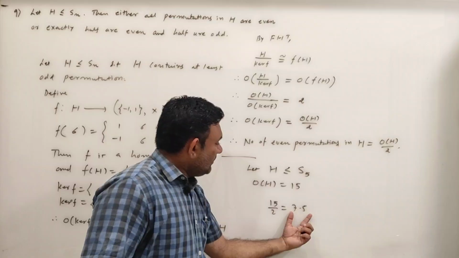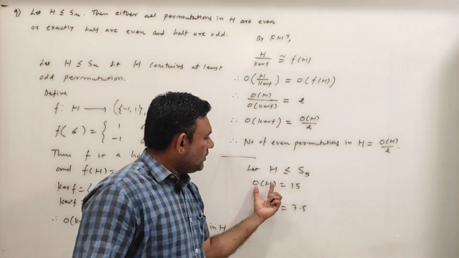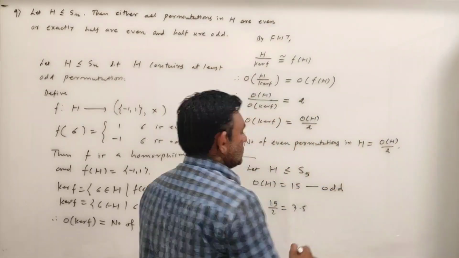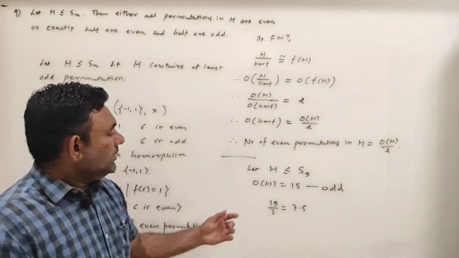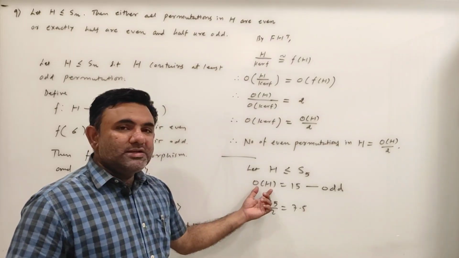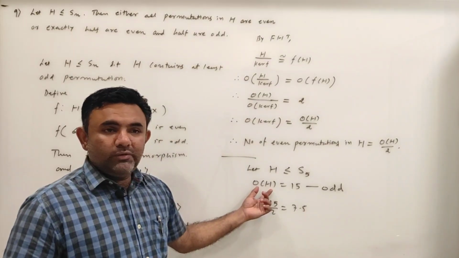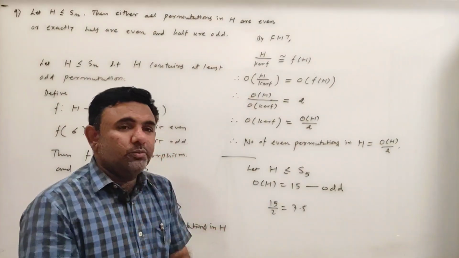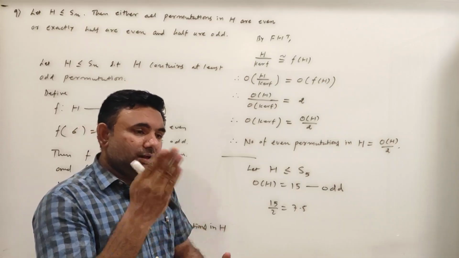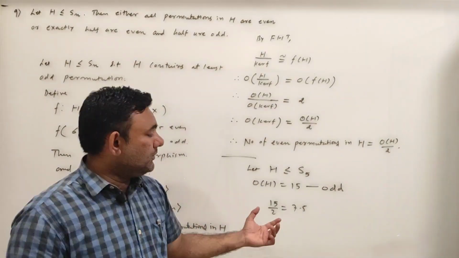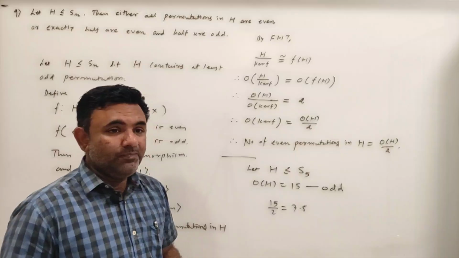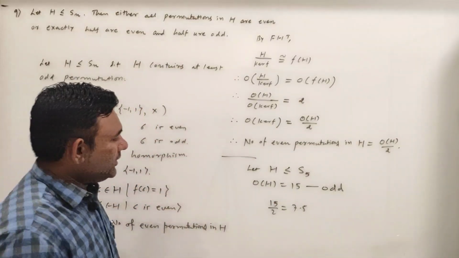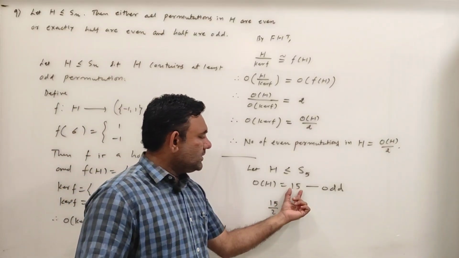So the order of H is 15, that is odd. So it means all the permutations in H must be even. It will not happen that some permutations are odd. If some permutations are odd, then exactly half are odd and exactly half are even, and half is 7.5, and that is not possible, right? So in short, here 15 is not important. What is important is that this number is odd.